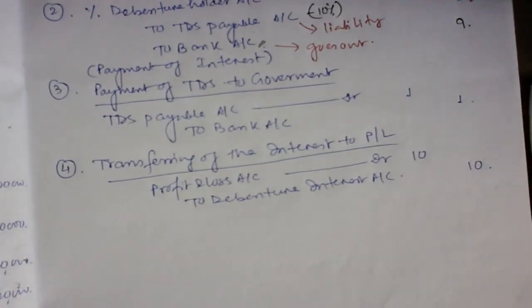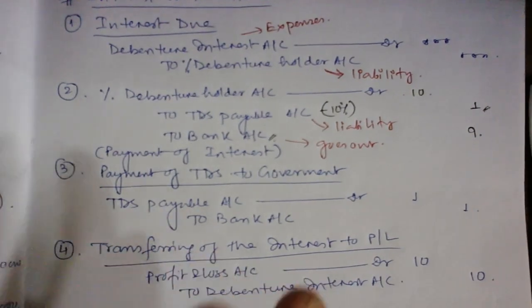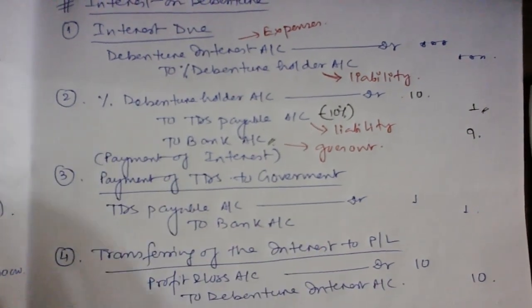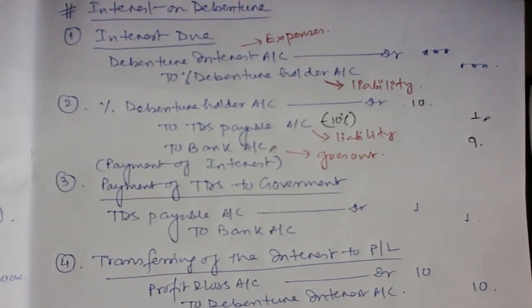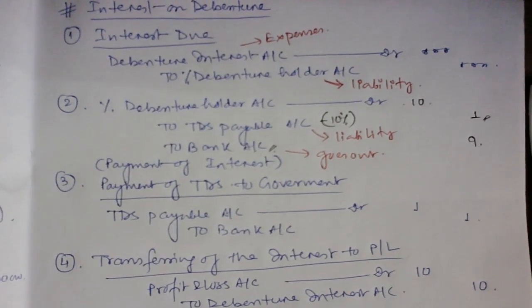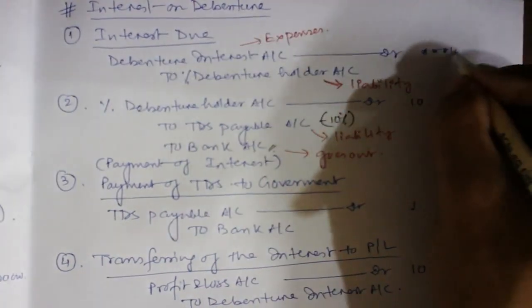Done, completed. These are the 4 journal entries we have to remember when we are making the journal or transaction related to the interest on debenture. We need to remember this always. Whenever you do interest on debenture, you need to remember these 4. And with the example you have understood, you just need to write it down.